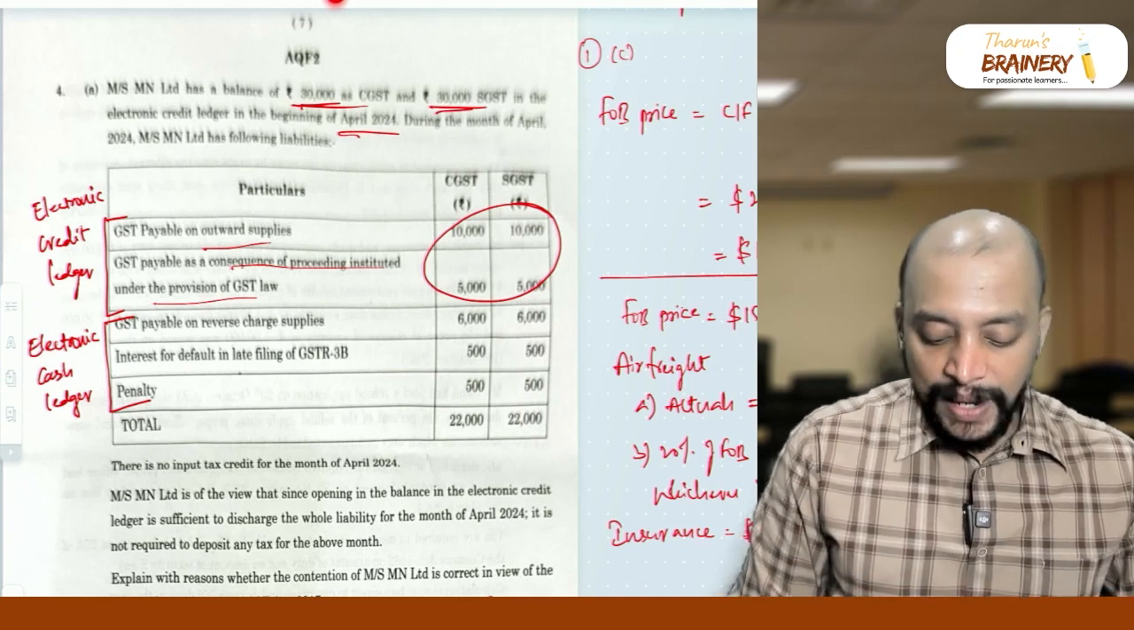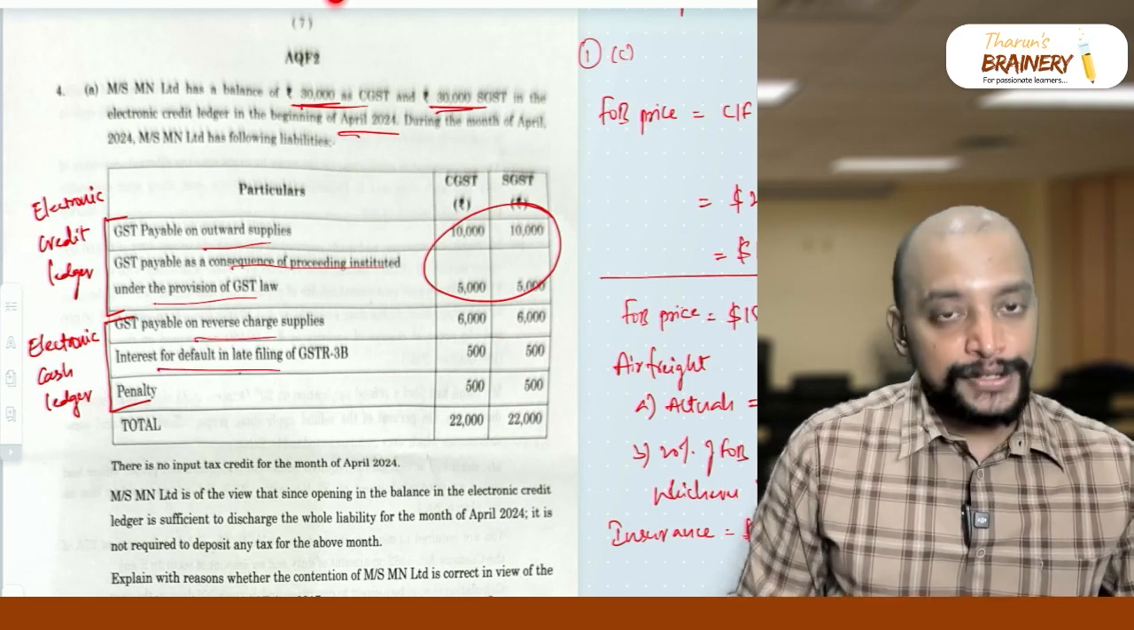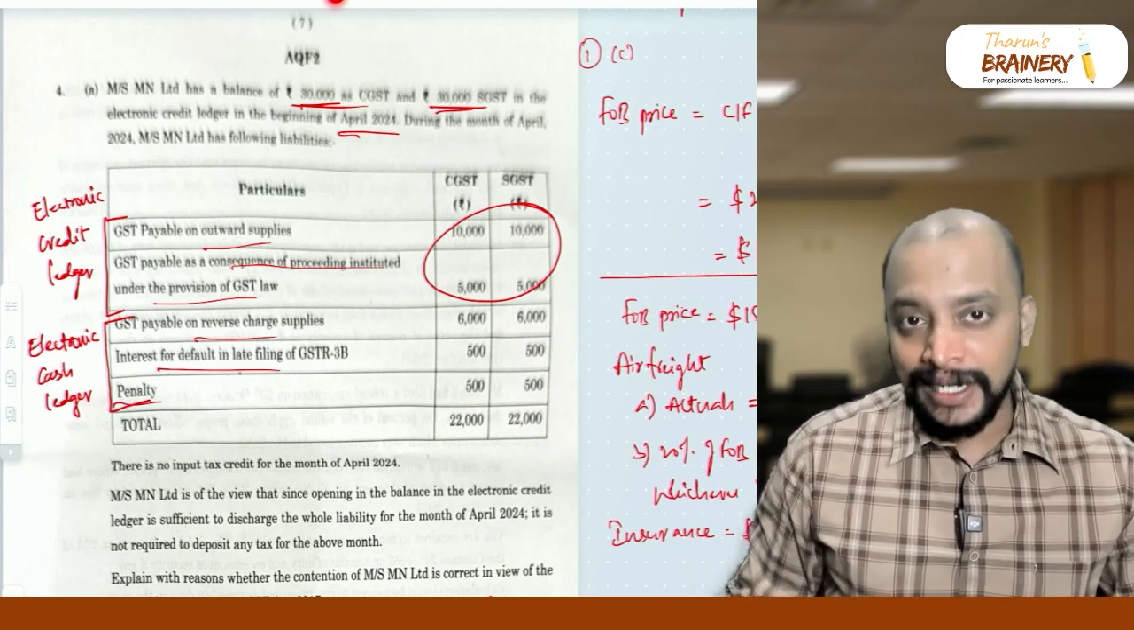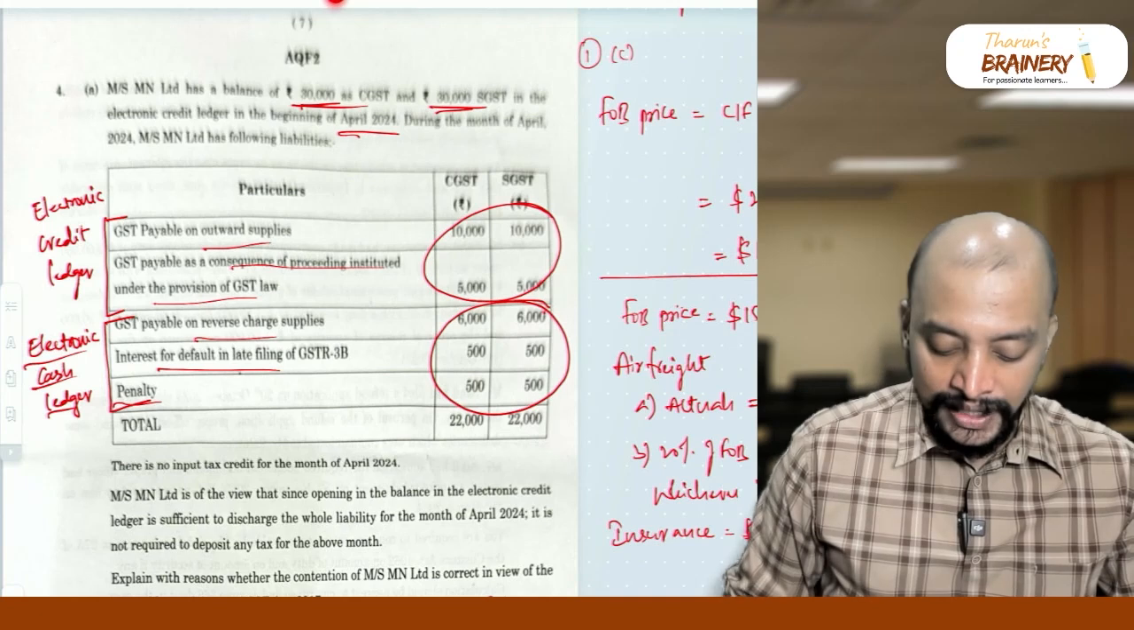However, GST payable under RCM cannot be paid using the credit ledger. Interest cannot be paid using the credit ledger. Penalty cannot be paid using the credit ledger. It has to be paid using only the cash ledger. That is the question here.